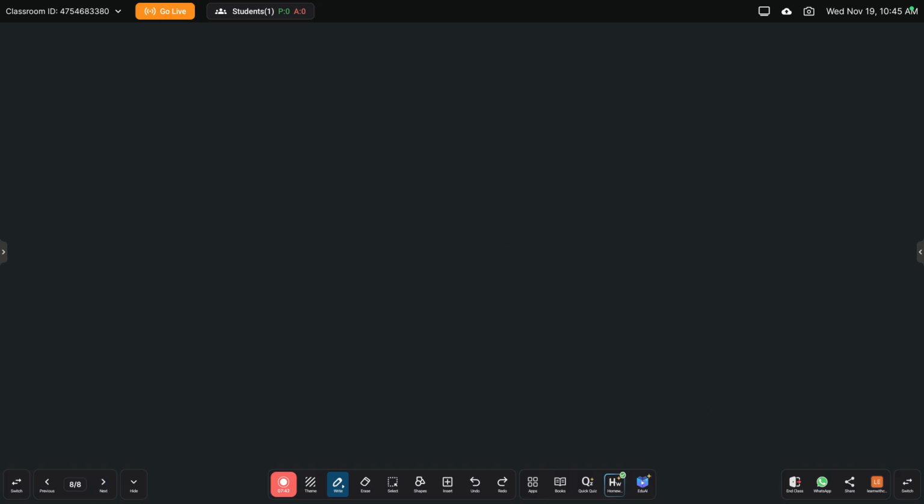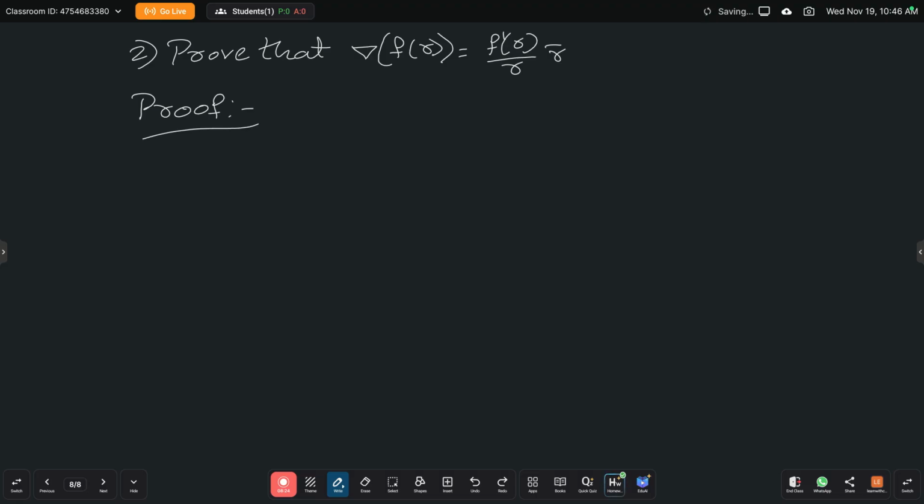Okay, so going to the next property, the second problem. Prove that del of f of r equals f dash of r by r into r bar. And here they are giving r bar equals x i bar plus y j bar plus z k bar. Even if they give it or they are not giving it, we are going to take the same blindly. So now here the proof is similar to the above.